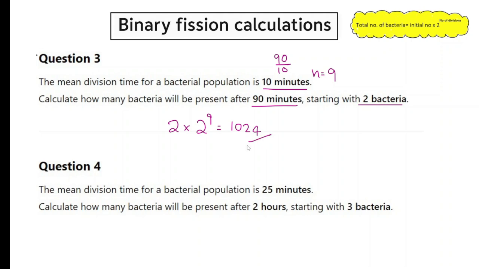Question number 4. The mean division time for a bacterial population is 25 minutes. Calculate how many bacteria will be present after 2 hours. Again, 2 hours is 2 times 60, that is 120. The mean division time is 25, so let's divide by 25. So 120 divided by 25. Now this time you get 4.8. It's not a whole number.